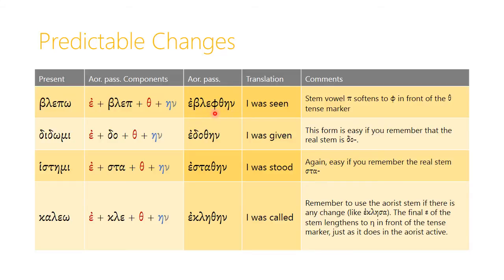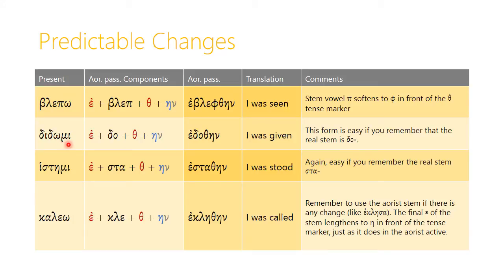Now if you remember that P class or B class consonants will tend to soften in front of the theta to become a phi, then this actually won't be too surprising. And eblephthane means I was seen.